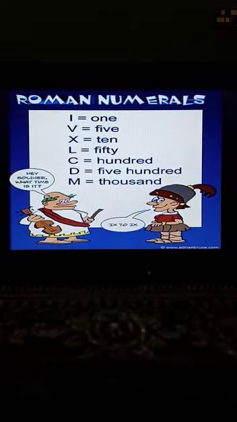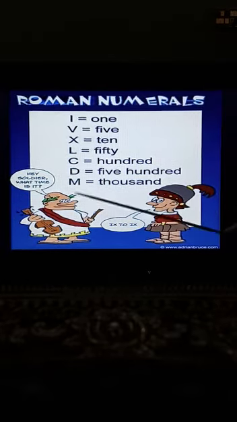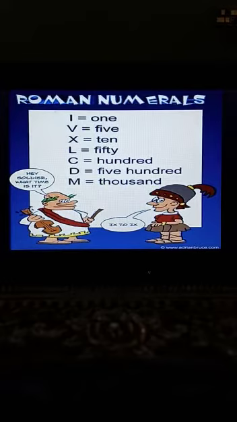Here are the basic symbols used in the Roman numeral language. First one is I, second one is V, X, L, C, D and M. What are these symbols used for? I is used for 1, V is used for 5, X is used for 10, L is used for 50, C is used for 100, D is used for 500, and M is used for 1000. You have to learn them by heart. You must remember what numbers these 7 symbols stand for.